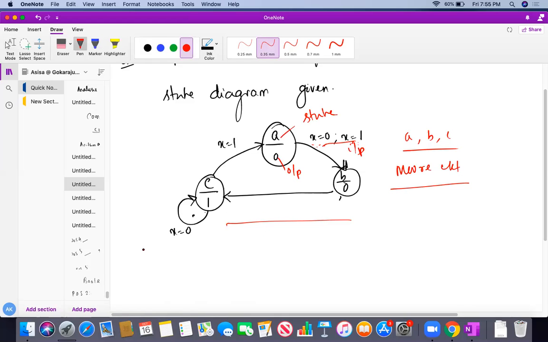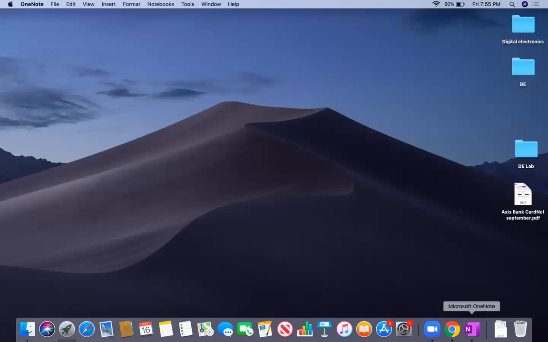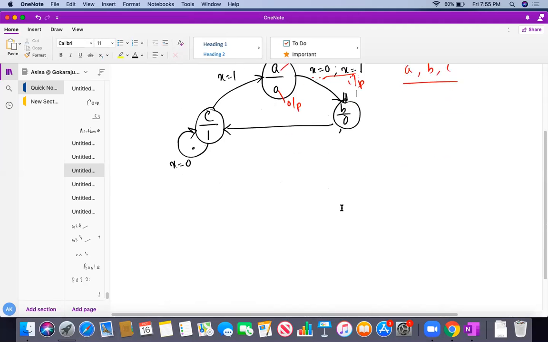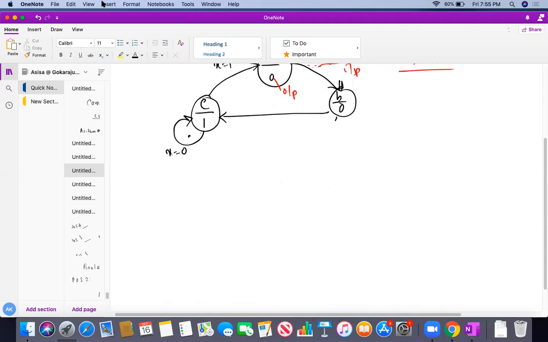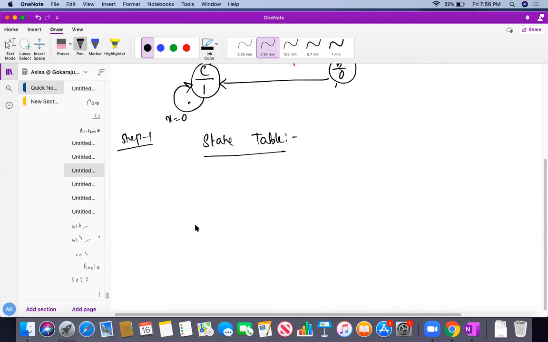From this state diagram, what is the first step? The first step is you need to obtain the state table. In step 1, you need to obtain the state table from that particular state diagram, from the given information. So what is the state table? The state table consists of the present state.